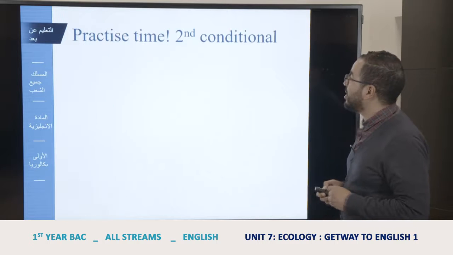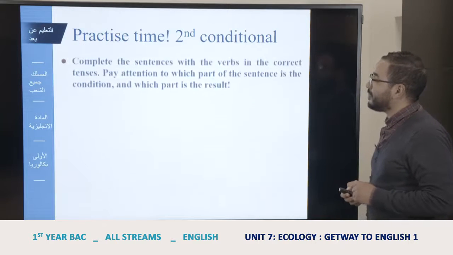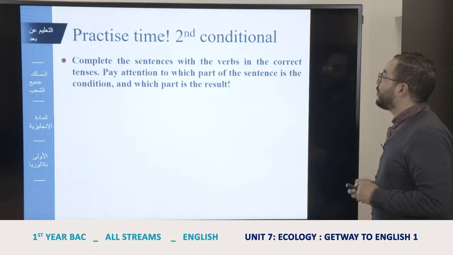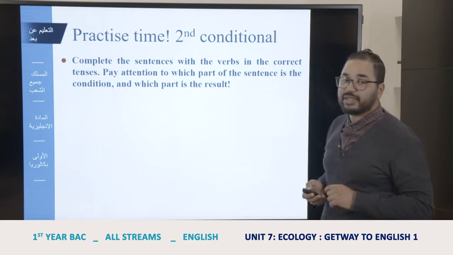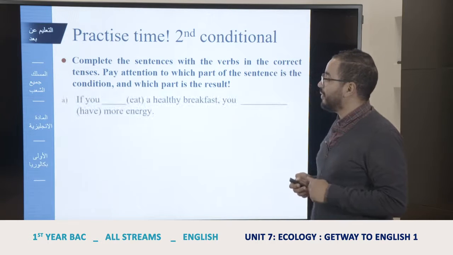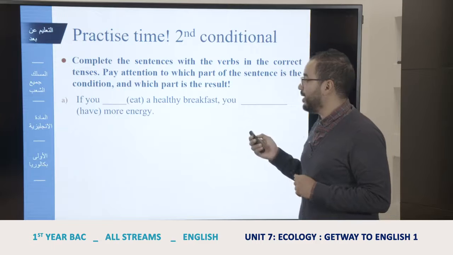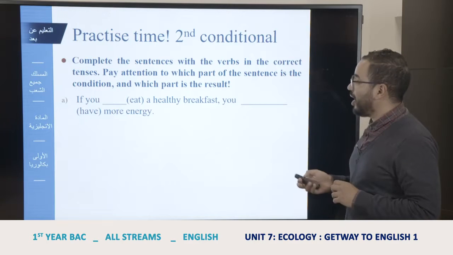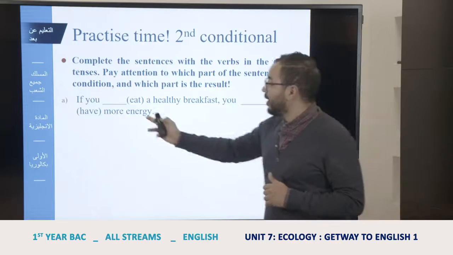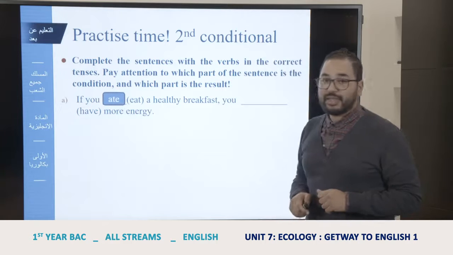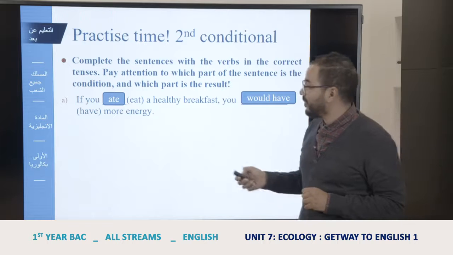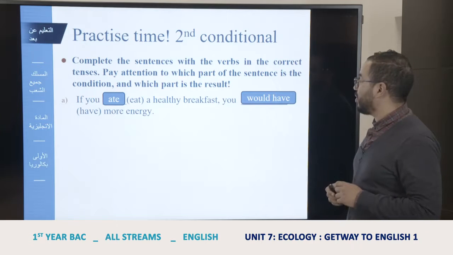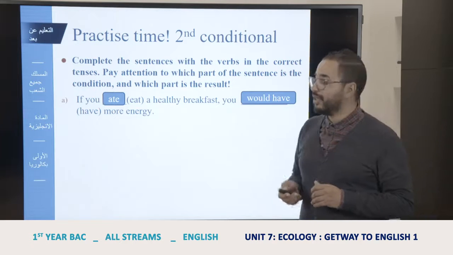This is practice the second conditional. Complete the sentences with verbs in the correct tense. Pay attention to which part of the sentence is the condition and which part is the result. So here, if you (eat) a healthy breakfast, you (have) more energy. As we said, if plus the past, and would plus verb. So if you ate a healthy breakfast, you would have more energy.